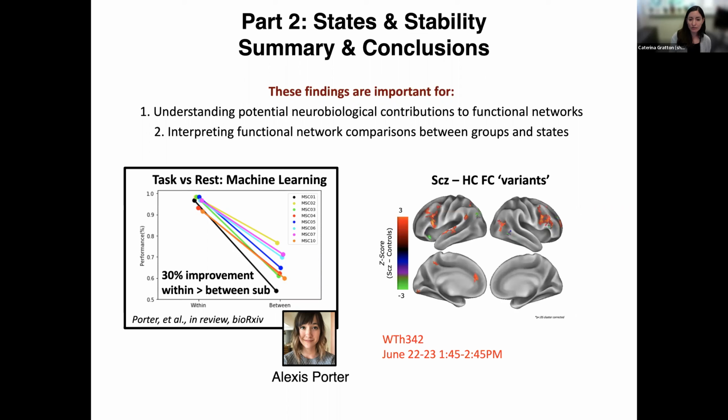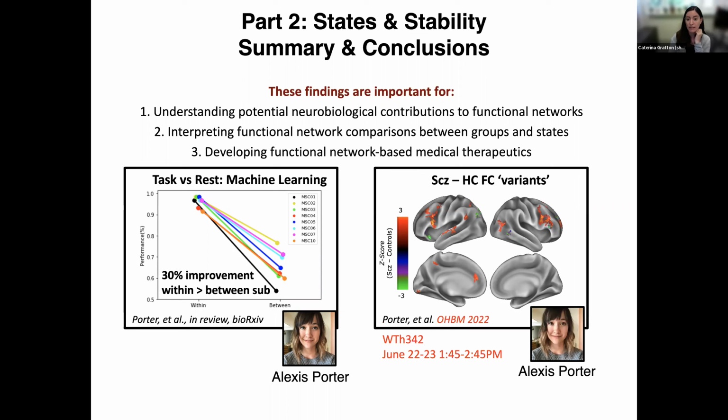And finally, I want to leave you with the thought that these approaches may be exciting for how we can develop functional network-based methods for different medical applications, for example, in the development of biomarkers or neurosurgical planning. And I just posted up here a reference to another project that Alexis is leading, in this case, looking at specific forms of functional network variation that are seen in individuals with schizophrenia relative to healthy controls. And if you're interested in those ideas, I would encourage you to check out her poster that she has here at OHBM in the Wednesday, Thursday slot as marked below.